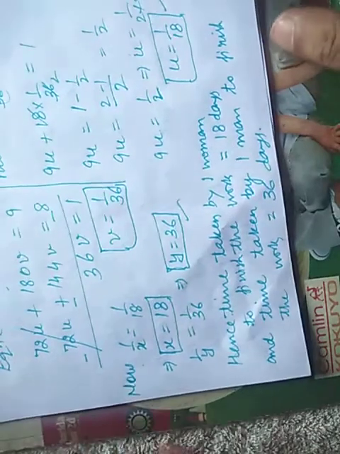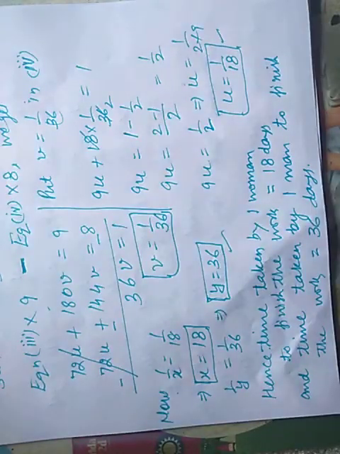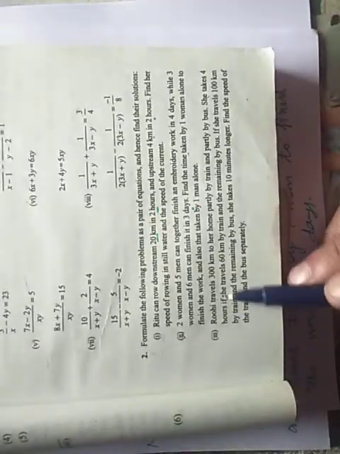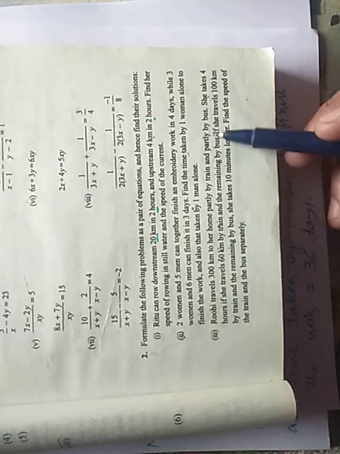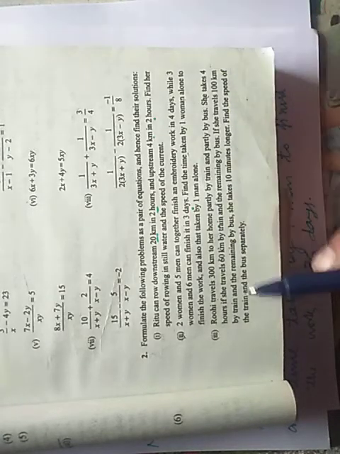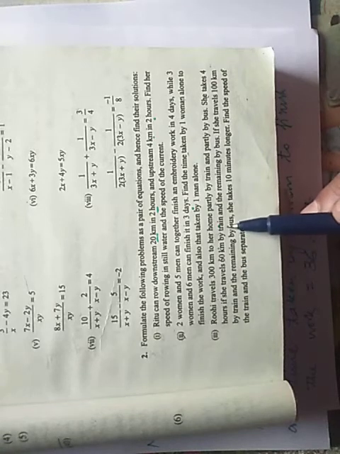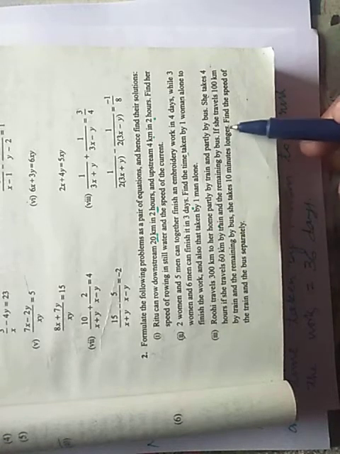So dear students, these were part 1 and part 2 of the second question, and the third question is again very simple. Ruhi travels 300 km to her home partly by train and partly by bus. She takes 4 hours if she travels 60 km by train and the remaining by bus, and if she travels 100 km by train and the remaining by bus, she takes 10 minutes longer. Find the speed of the train and the bus separately.